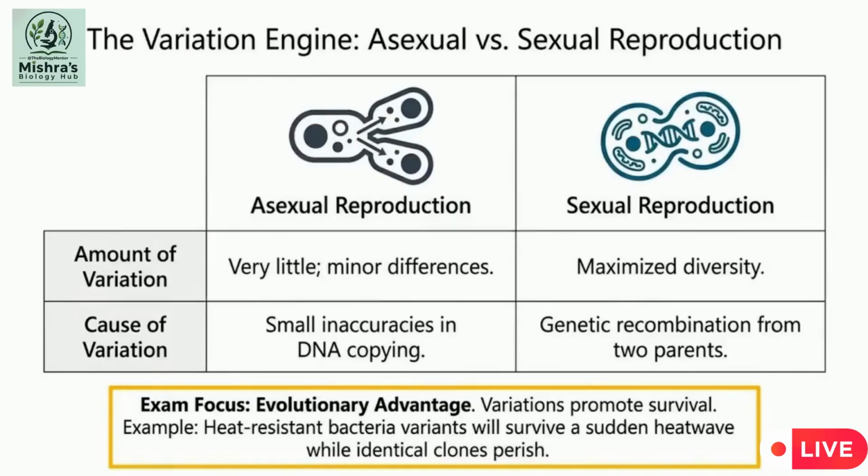This table shows diversity's origin. Asexual cloning is highly accurate, causing minor differences. Sexual reproduction combines two parents, maximizing diversity. Notice the bottom section. Diversity brings evolutionary advantage. While extreme heat waves kill identical clones, varied populations contain resistant variants that survive and reproduce.